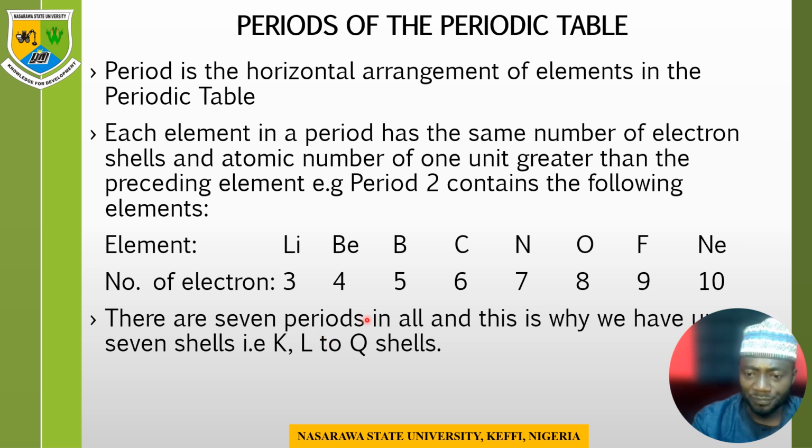This period corresponds to the number of shells, which we normally call K shell, L shell, M shell. So since we have 7 periods, then it means we have K shell, L shell, M shell, N shell, O, P, and the Q shell. That constitutes the 7 shells of these elements.